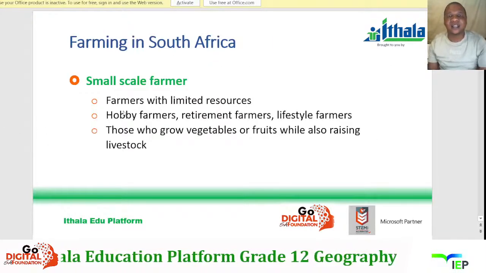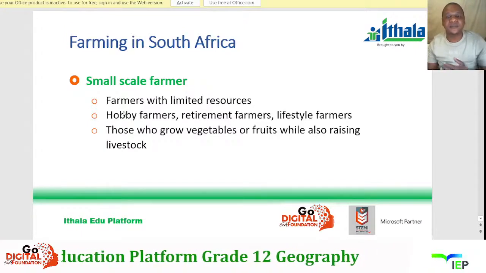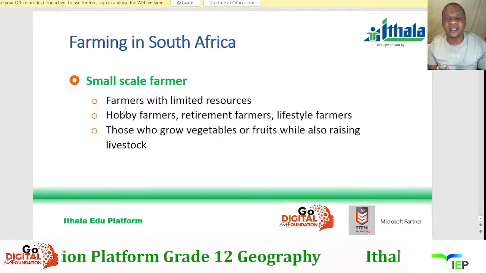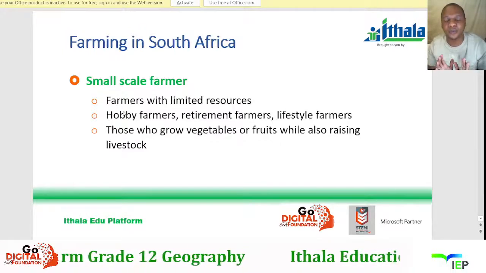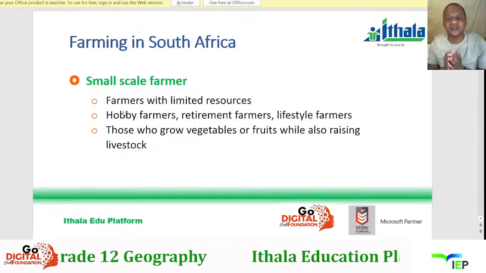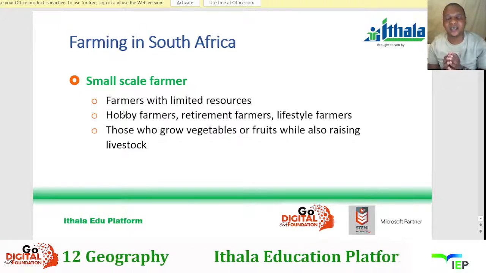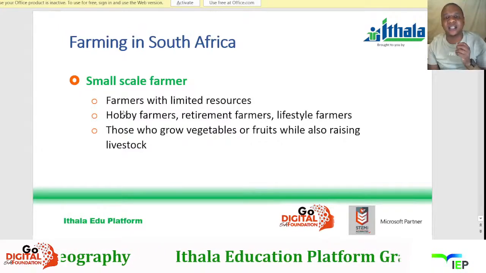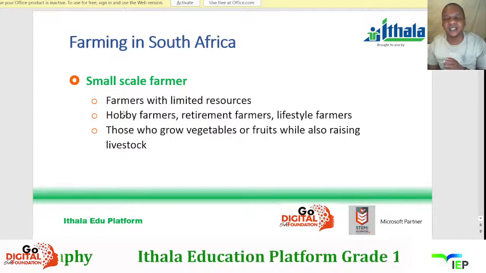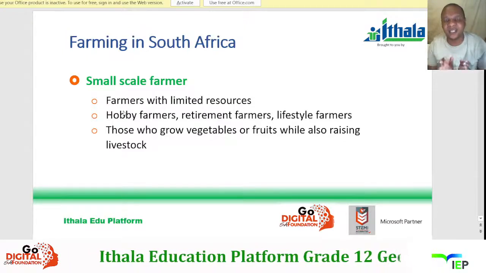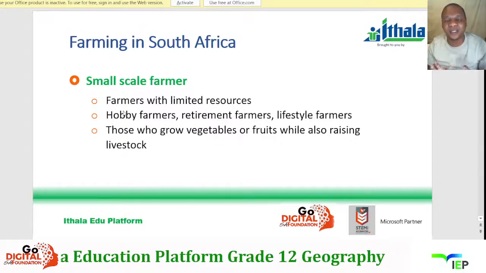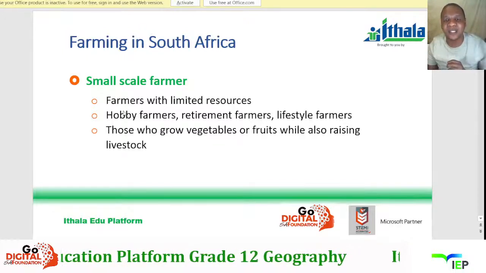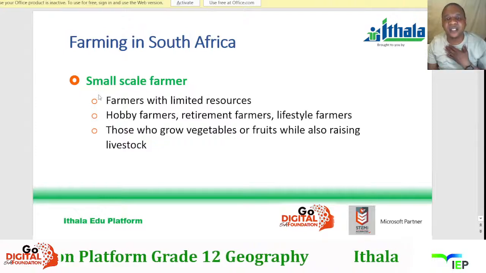And then again uzokhumbula grade 12 ukuthi uma sikhuluma nge-mining nge-farming in South Africa, i-farming yenziwa in two ways. So there is small scale farming that is taking place in South Africa as well as large scale farming in South Africa. So ngizo-explain nje ukuthi what do we mean about all of that. So qala nje nge-small scale farmers, ukuthi ayini ama-small scale farmers.